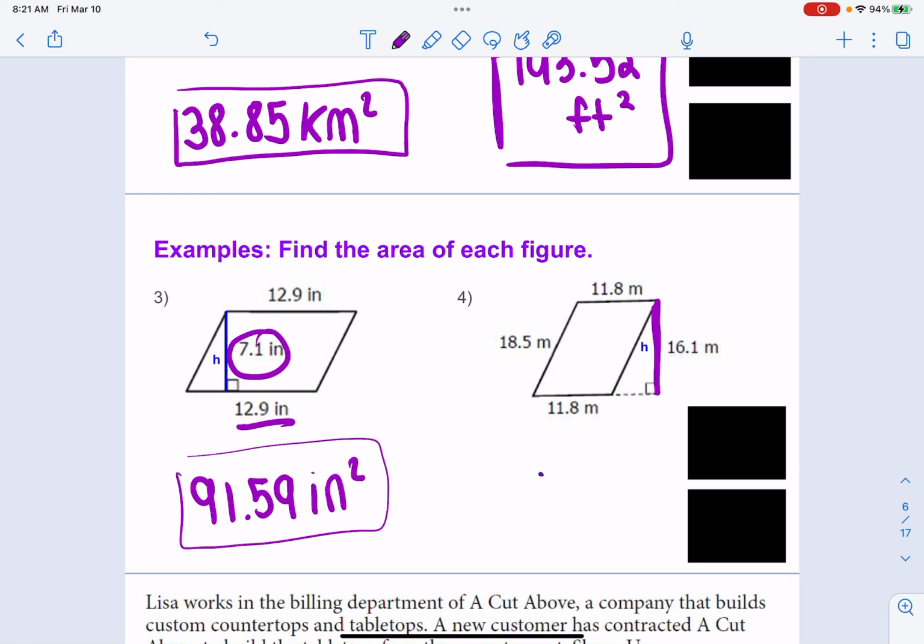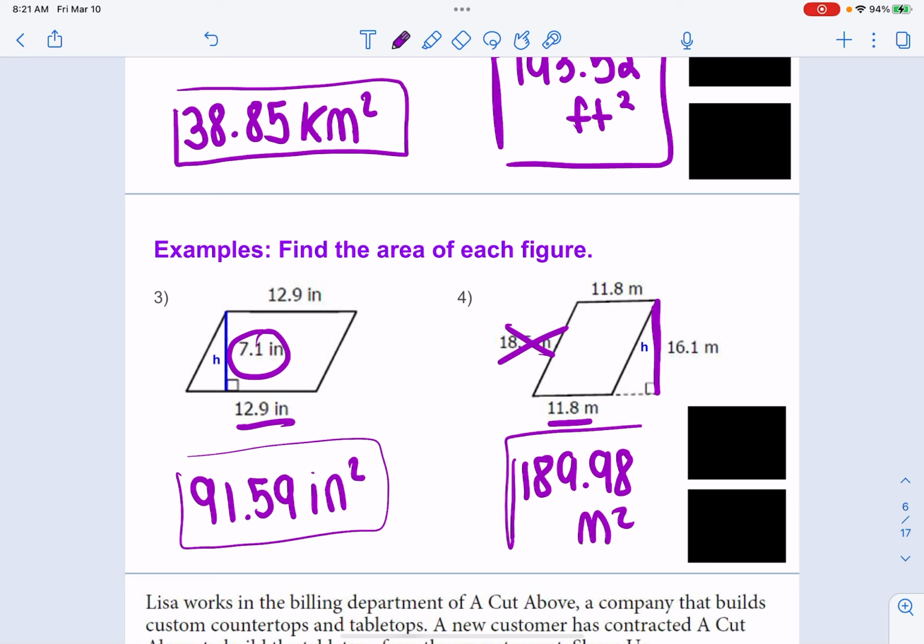That's going to be 16.1. So don't take the 18.5. You multiply 11.8 times 16.1, you're going to get 189.98, and it's meters squared. Okay, so that's the basic understanding of area and area of a rectangle and a parallelogram.